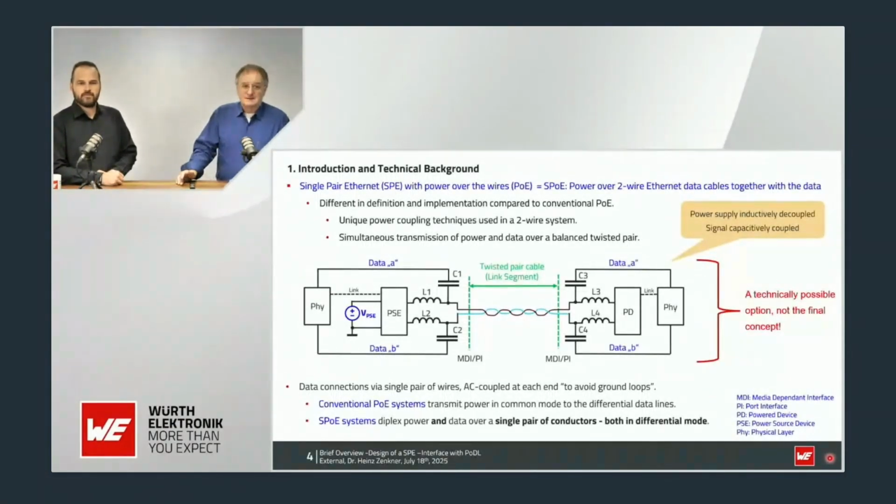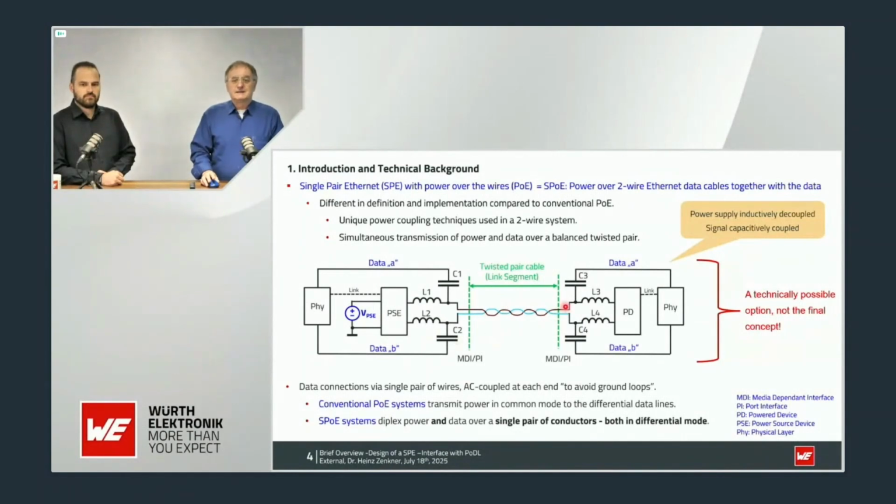What is the idea about single pair Ethernet with power over Ethernet and the data transmission over these wires? The idea is to have the signal and the power over only two wires. As you can see here on the slide, we have a transmitter and a receiver, and between them only a twisted pair cable. This might be shielded or unshielded, but it's not the key point now.